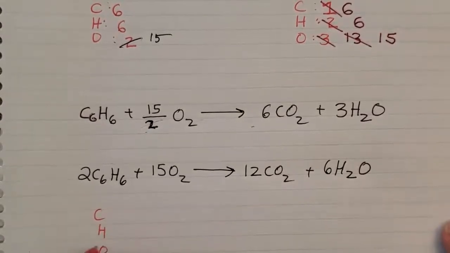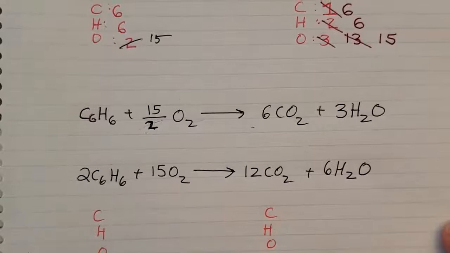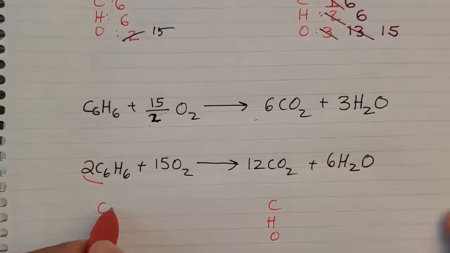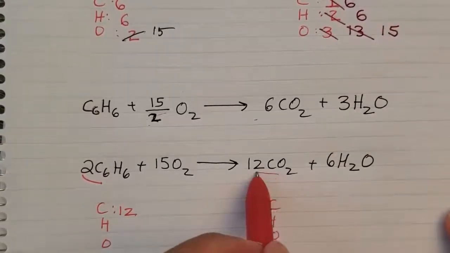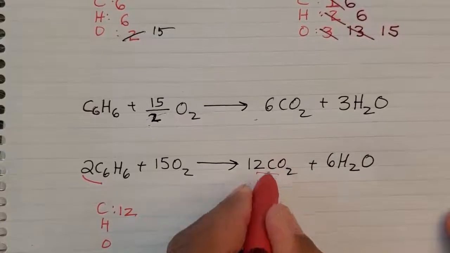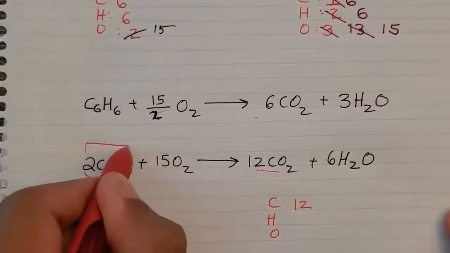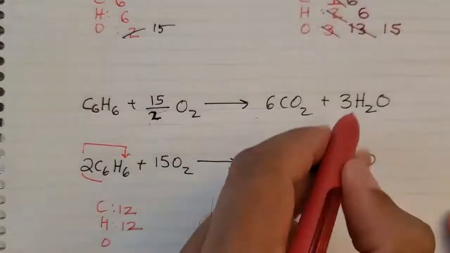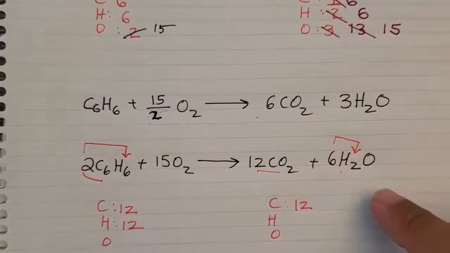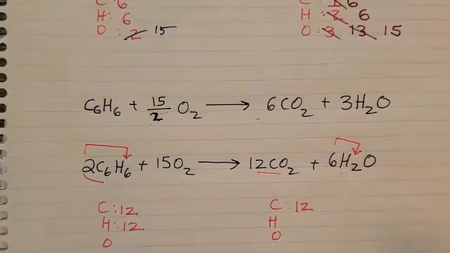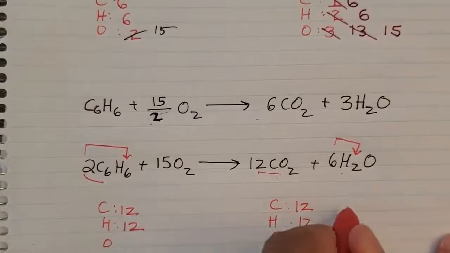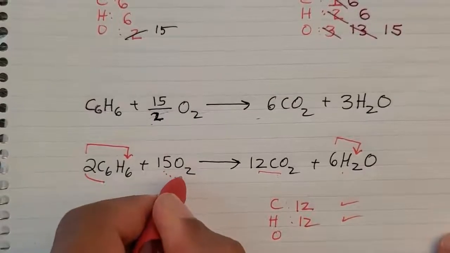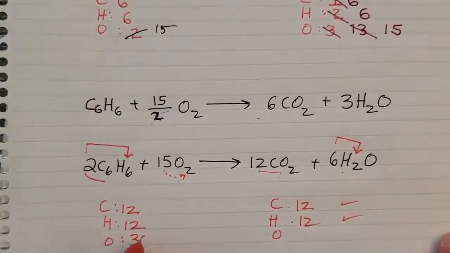So carbon, hydrogen, and oxygen in our reactant side, carbon, hydrogen, and oxygen in our product side. So carbons, 2 times 6 is 12. Carbons here, 12 times 1 carbon is going to be 12. Hydrogens, 2 times 6 hydrogens is 12. And hydrogens here, 6 times 2 hydrogens is 12. So that's a balance and that's a balance. Now let's look at the oxygens. 15 times 2 oxygens is going to be 30.